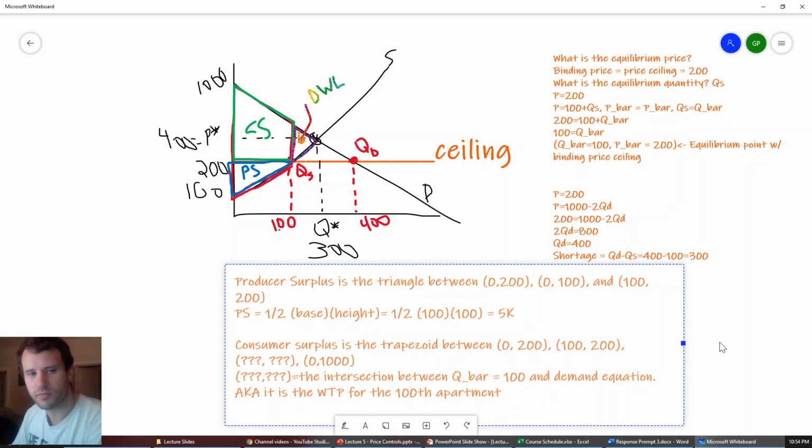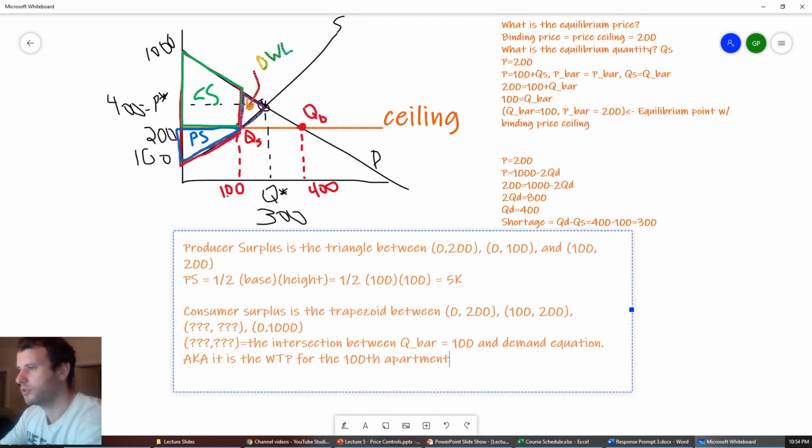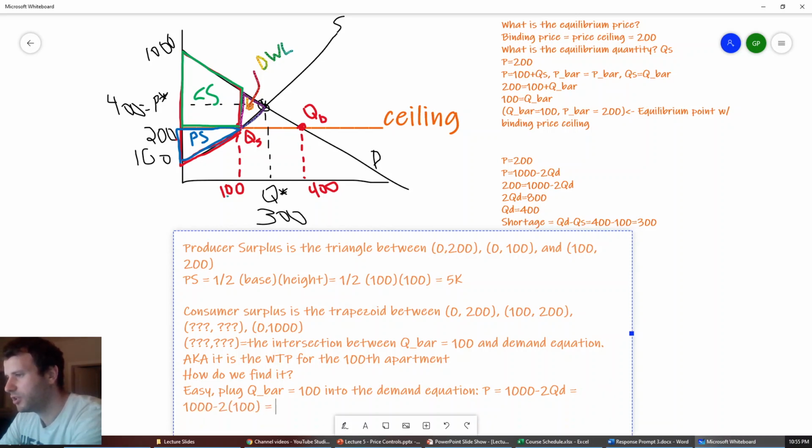Okay, so how do we find it? Well, it's easy. Plug Q bar equals 100 into the demand equation. It's very easy. The demand equation was P equals 1,000 minus 2QD. We're going to do 1,000 minus 2 times 100. 2 times 100 is 200. So P, the willingness to pay for the 100th good, this last point here, is going to be 800.